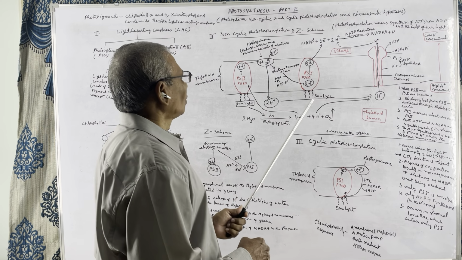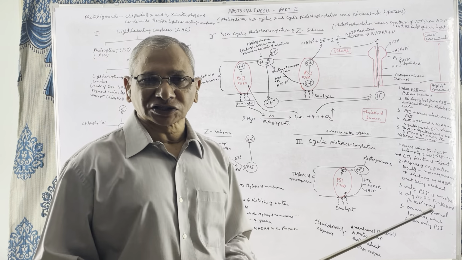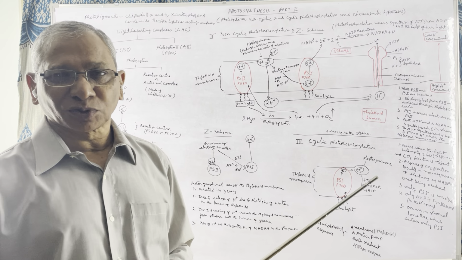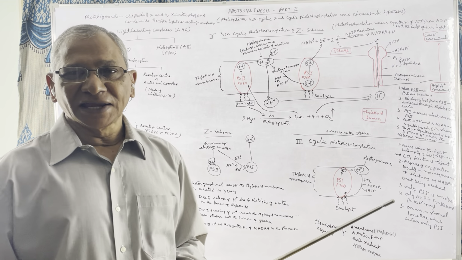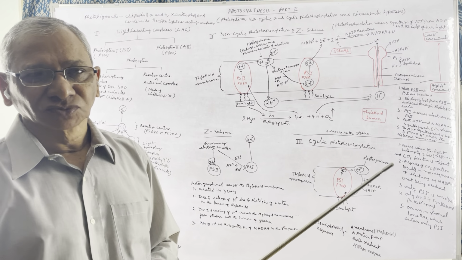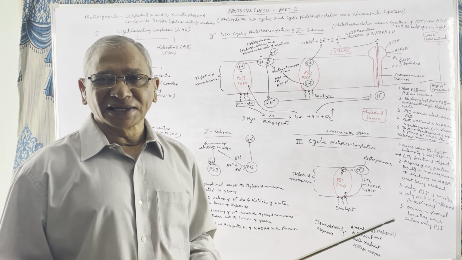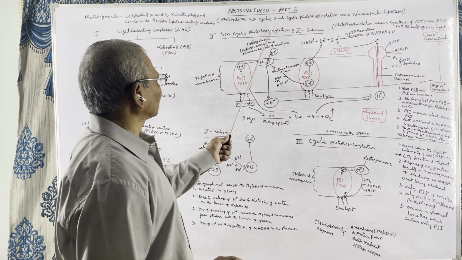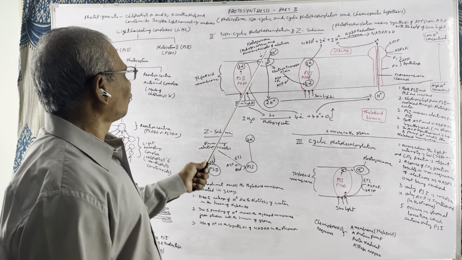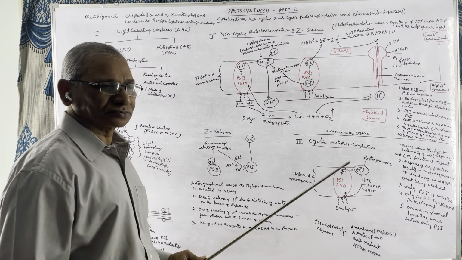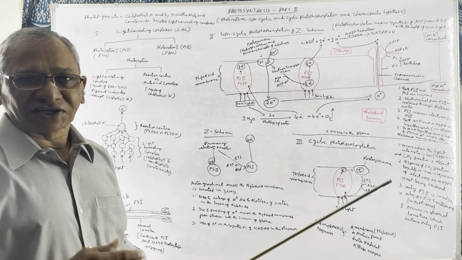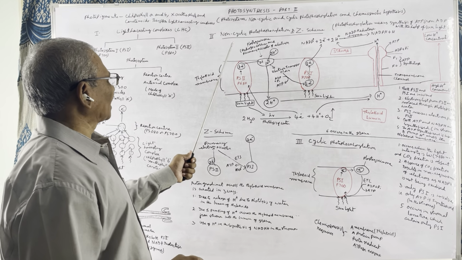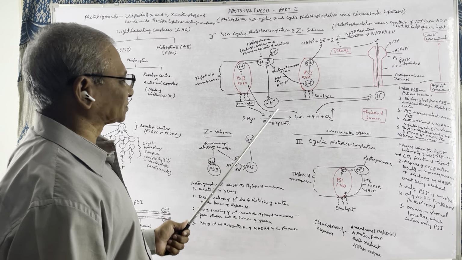Now, photophosphorylation. What is the meaning of photophosphorylation? Photo means light. Phosphorylation means synthesis of ATP from ADP. So synthesizing ATP in the presence of sunlight is known as photophosphorylation. Photophosphorylation is two types: non-cyclic and cyclic. First we will take up non-cyclic photophosphorylation.